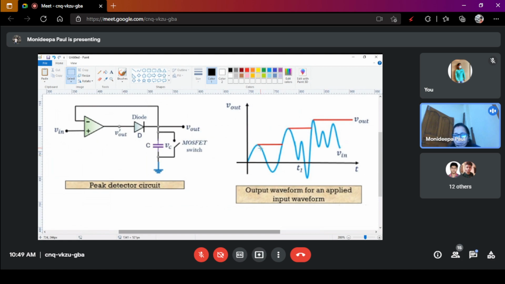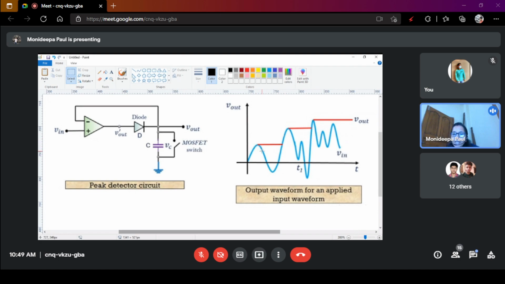Next, this voltage appears. So this voltage is less than this voltage, because the output voltage is this. Until the input voltage becomes greater than this, the output voltage should stay the same. At this condition, this voltage and this voltage are the same, and we get the output voltage.